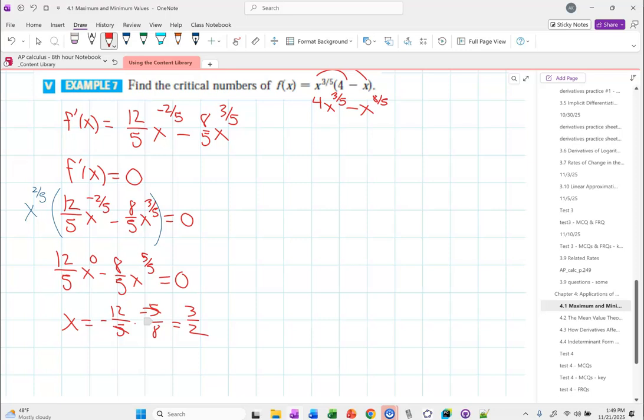So that's one critical number. I have to check another thing though, right? The critical numbers where the derivative is 0 or where the derivative doesn't exist. Okay? So this is the equation for our derivative.